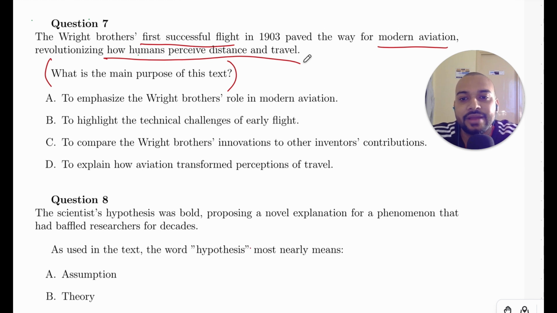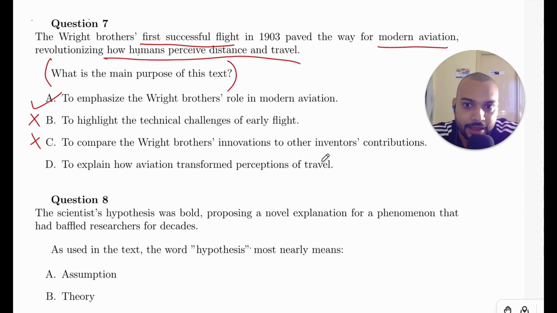To emphasize the Wright brothers' role in modern aviation. Okay. Makes sense. Option A is correct so far. To highlight the technical challenges of early flight. No. Nothing mentioned about that. To compare the Wright brothers' innovations to other inventors' contributions. No. Nowhere have any other inventors been mentioned in the text. To explain how aviation transformed perceptions of travel.